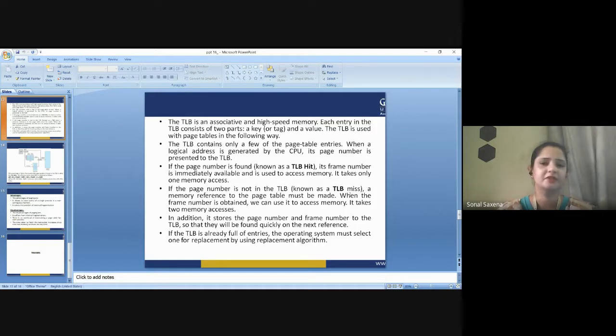There are various replacement algorithms. So the operating system has the control of using a replacement algorithm to replace one of the previously stored entries with the new one which I want to execute. So this is the case that we can use.